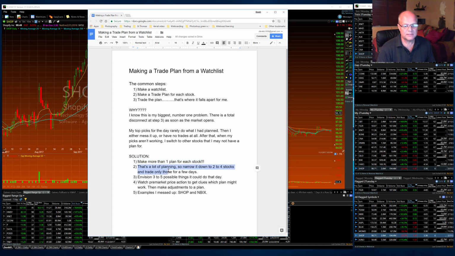So, you might say, well, that's a lot of planning. So the idea, you've got to definitely narrow it down to maybe 2 to 4 stocks, and maybe trade only those few for a few days. So you kind of get to learn how they behave, and that may help. The key here, I think this step number 3 is probably the biggest key.